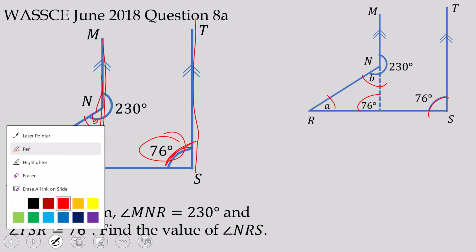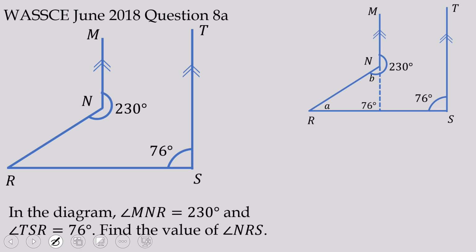To solve for this, this over here gives me a straight line. So this angle over here is 180. Angles on a straight line is 180. And I have this B over here. When I add the B to the 180, that is where I get the angle 230. So therefore B plus 180 is equal to 230.